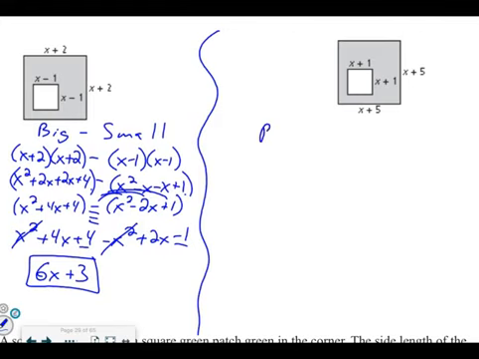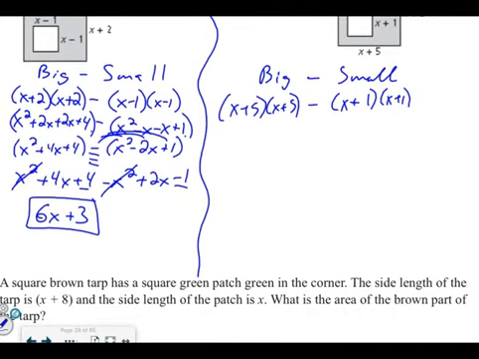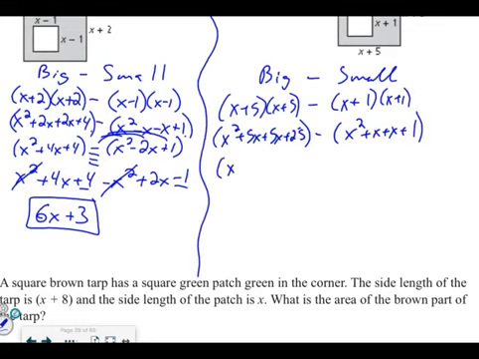All right, so hopefully what you wrote was big minus small, and then the big one is x plus 5 times x plus 5, and the small one is x plus 1 times x plus 1. So then if I FOIL the first one, I'm going to get x squared plus 5x plus 5x plus 25, minus (x squared plus x plus x plus 1). So the left one will turn into x squared plus 10x plus 25.